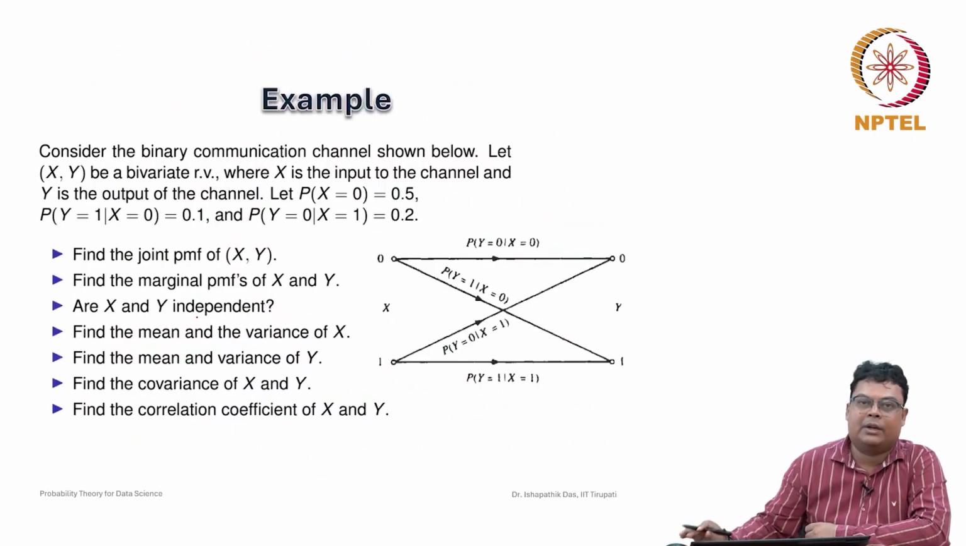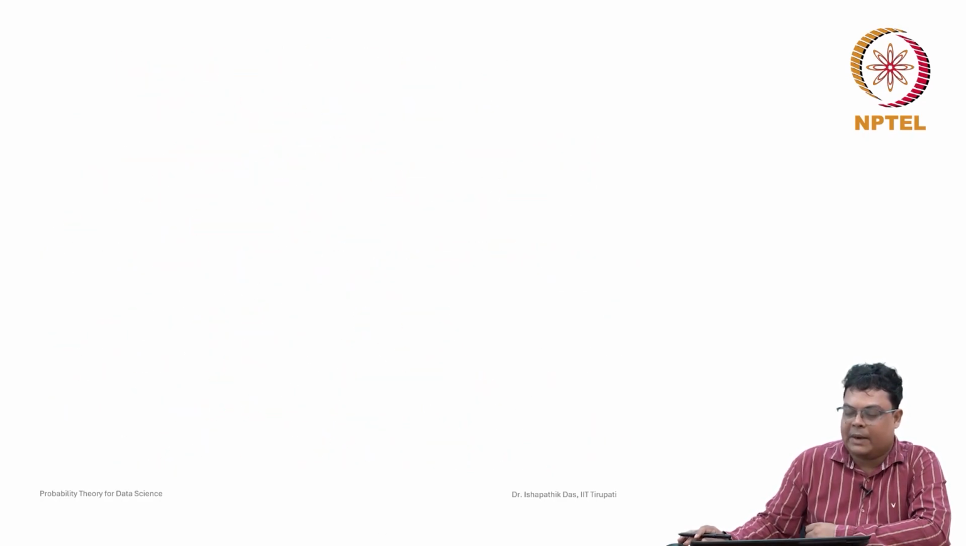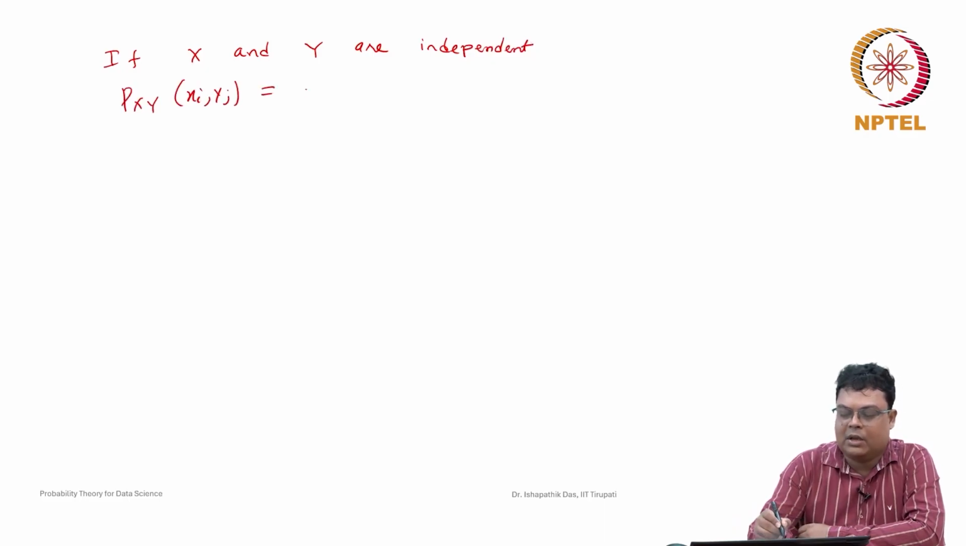Are X and Y independent? To check whether X and Y are independent or not, what do you have to check? If X and Y are independent, then P_XY of x_i, y_j can be represented as the product of their marginals, P_X of x_i into P_Y of y_j, for all x_i and y_j.